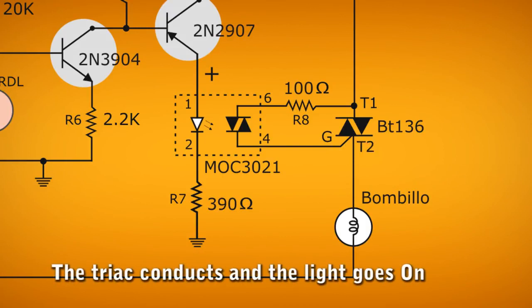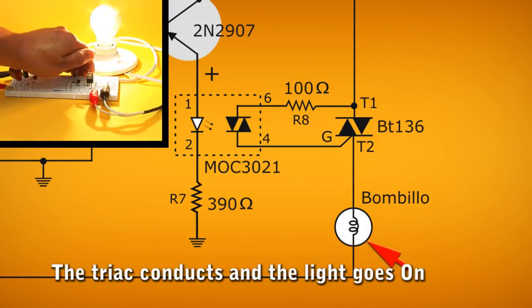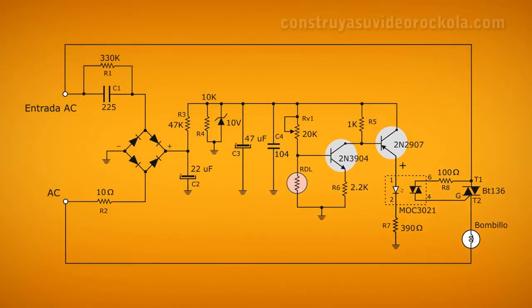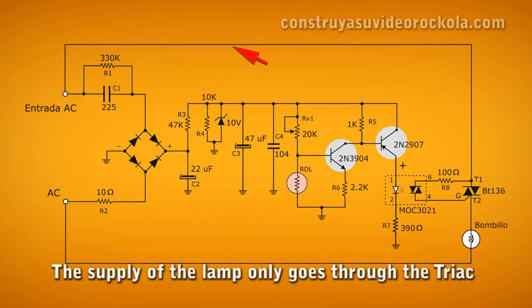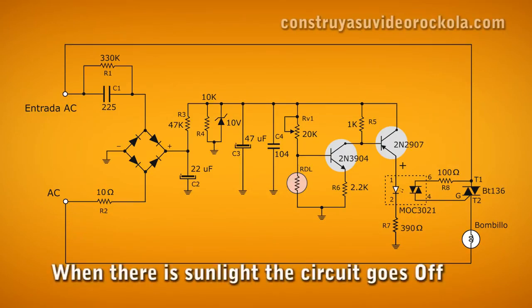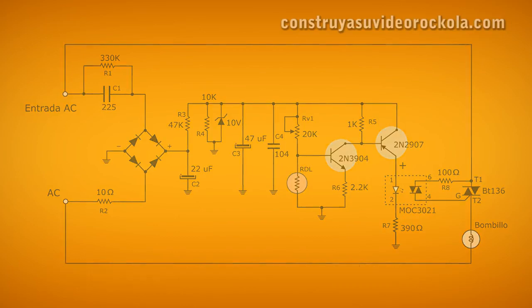The triac conducts current from the public network between its terminals T1 and T2, and as the bulb is in series, it turns on. When the LDR receives light again, its impedance is low and it negatively biases the 2N3904 transistor base. Since the transistor is NPN, it is non-conductive, and therefore the other transistor, the optocoupler and the triac do not conduct, turning off the bulb.